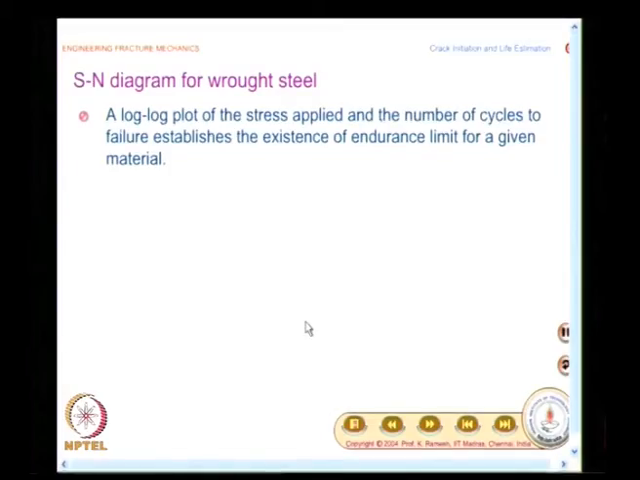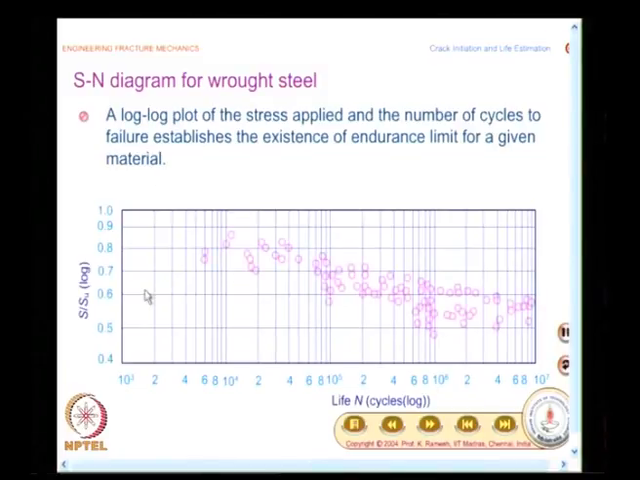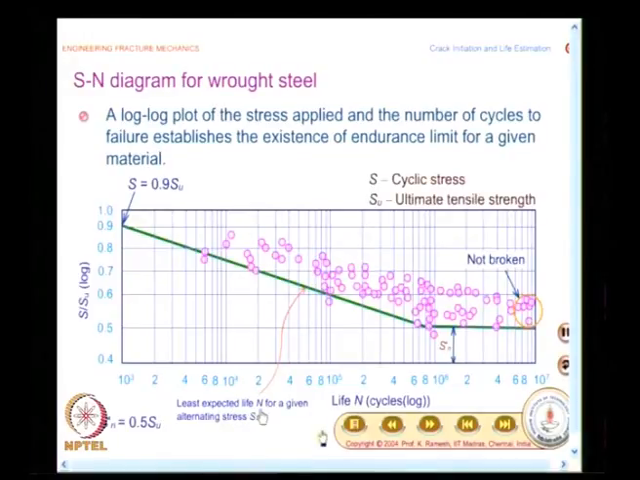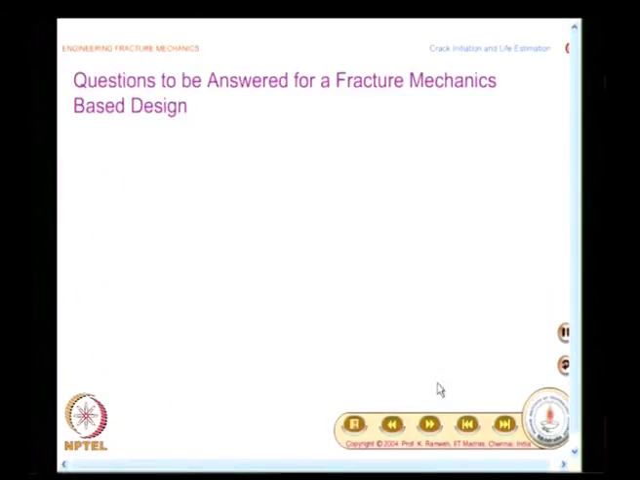Based on this, you have collected data from a fatigue test, and the famous SN diagram for a typical steel is given. It is a log-log plot, and you will have a scatter. Any properly conducted test would have scatter, and you draw a line which is the least expected life N for a given alternating stress S, and you find out what is the endurance limit, and this is how you have proceeded in a conventional fatigue test approach. Fatigue based design, you will do only this.